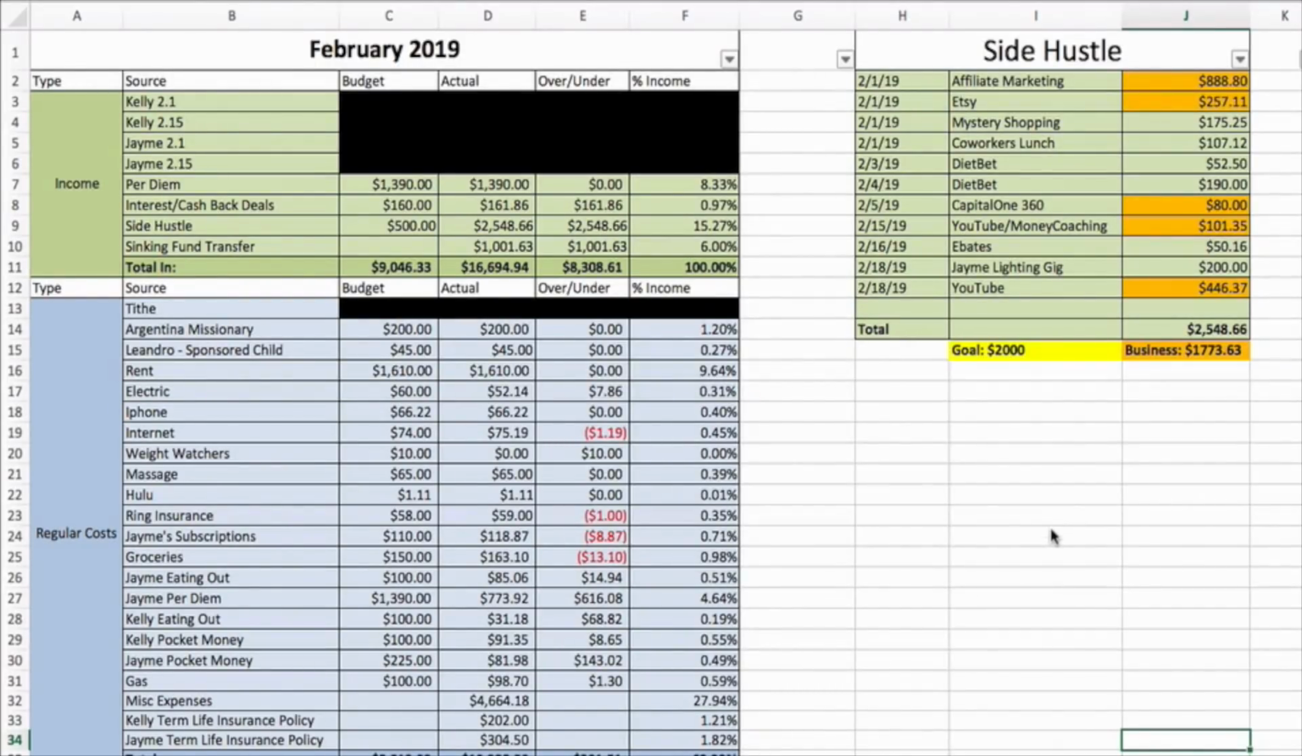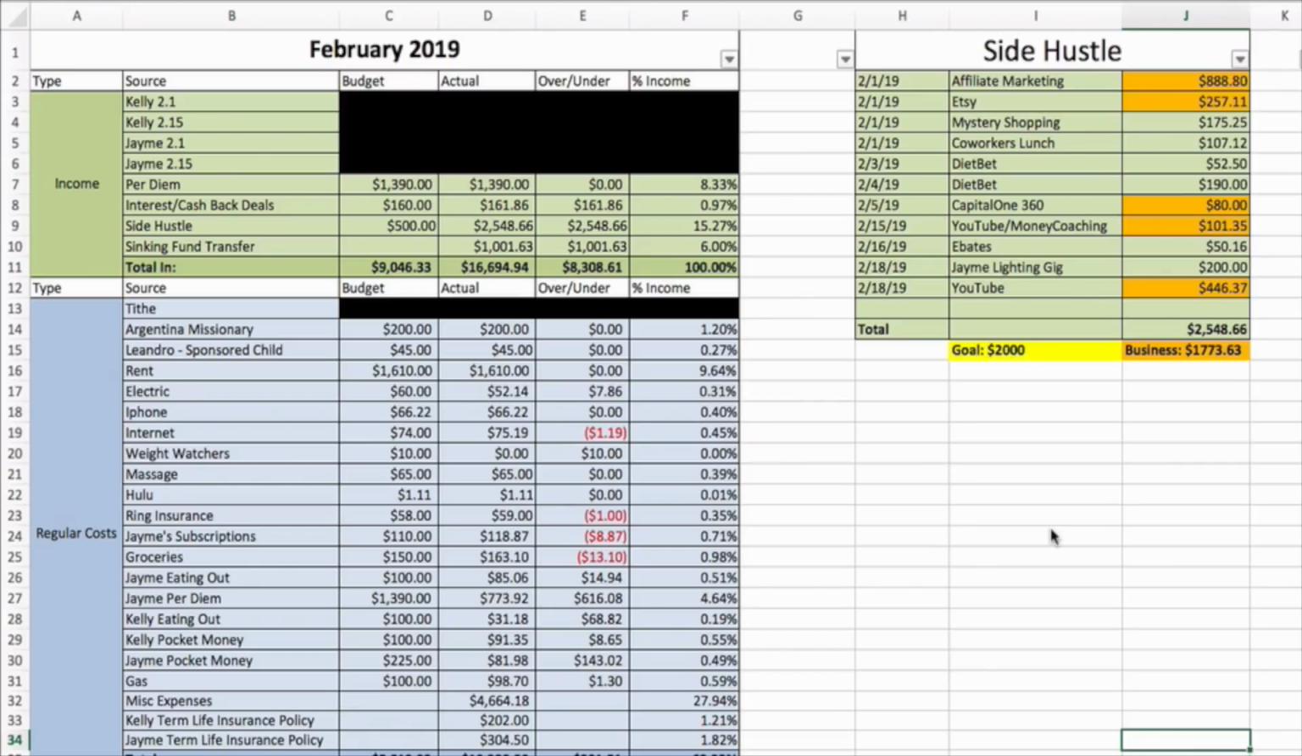I'm Kelly, and it is February 2019 budget report card time. This is where I break down line by line in my zero-based budget how we did in February. It was a very good month in some aspects and a very bad month in other aspects. It was a very bittersweet month for us. For Jamie and I, my husband, we are dual income, no kids, and it was an interesting month.